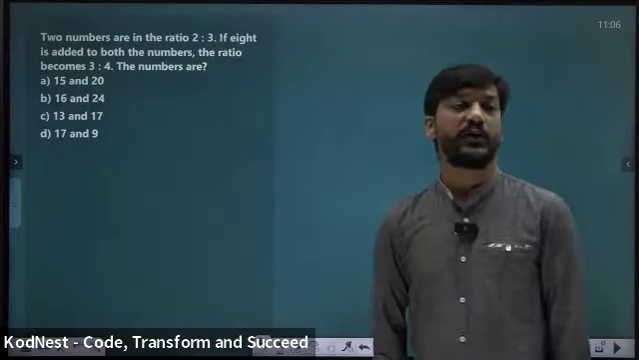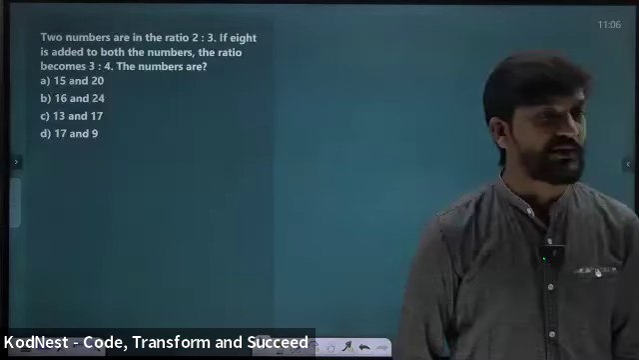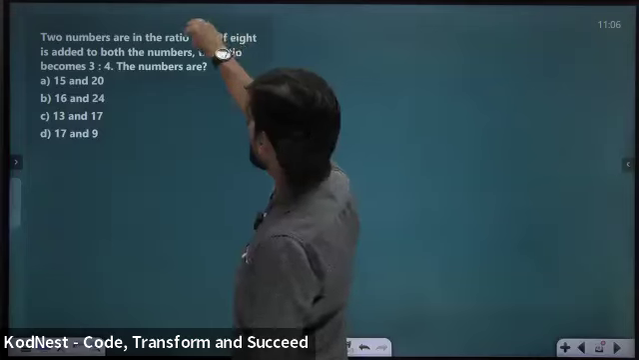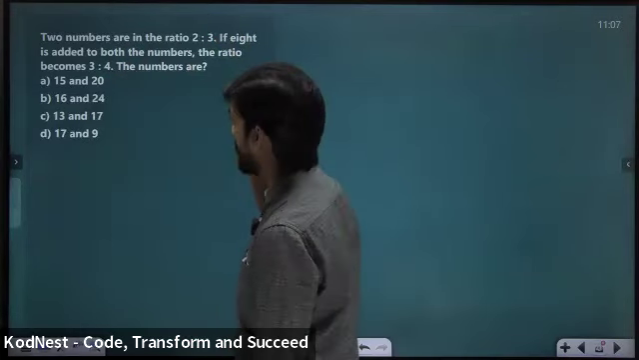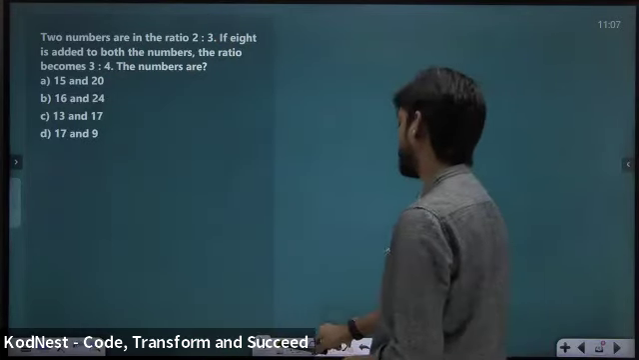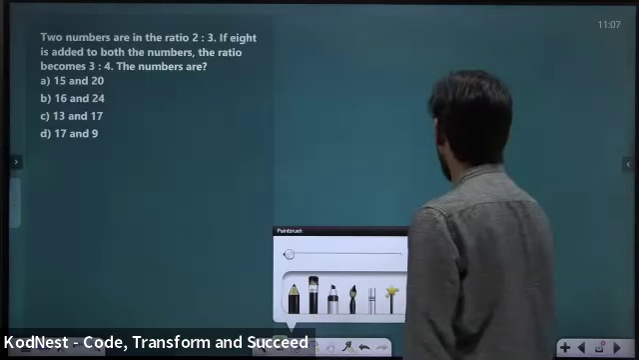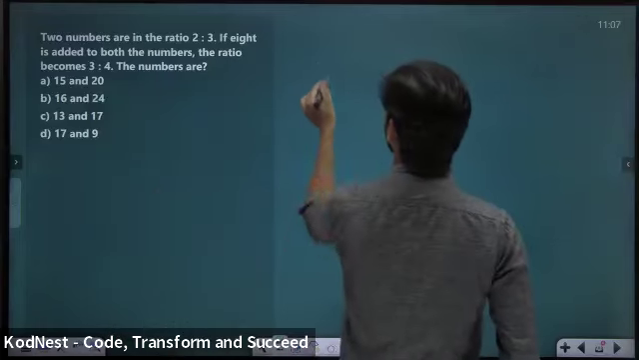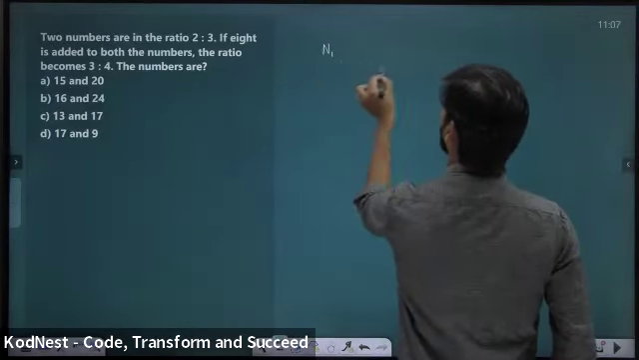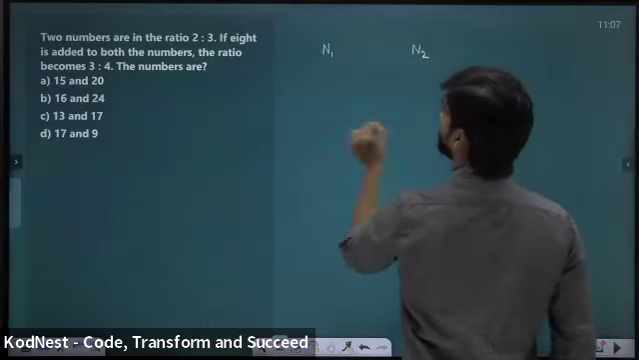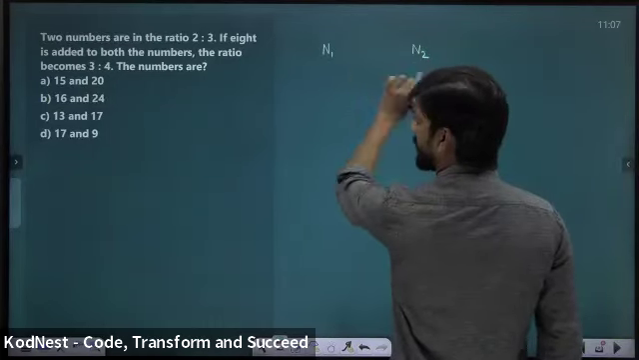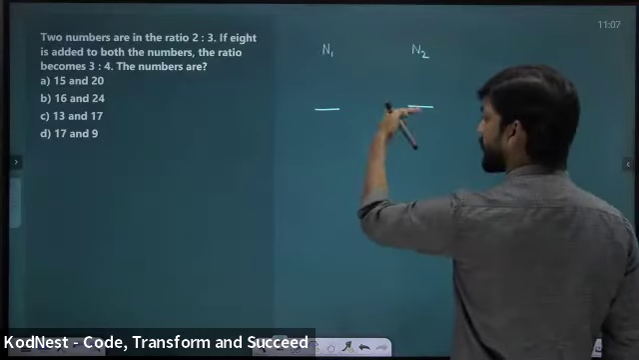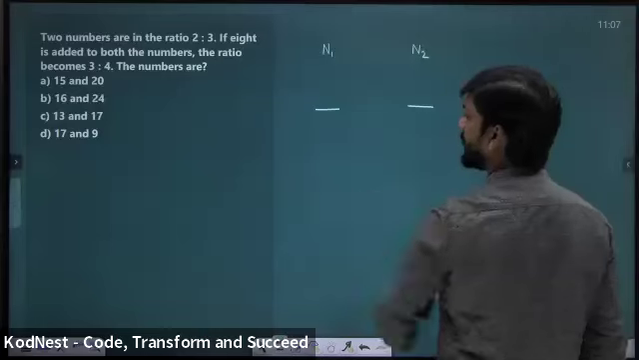All right. Now carefully see the next question. In the next question, we have again two ratios. One ratio is 2:3, one ratio is 3:4. Okay. Two numbers are in the ratio 2:3. Okay. I don't know the values, I know the ratio. The ratio is 2:3, I will write.